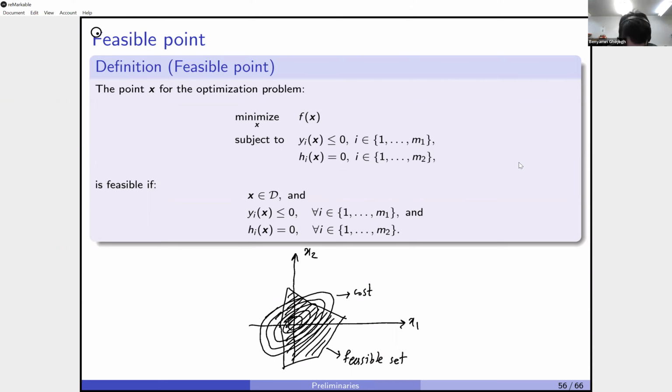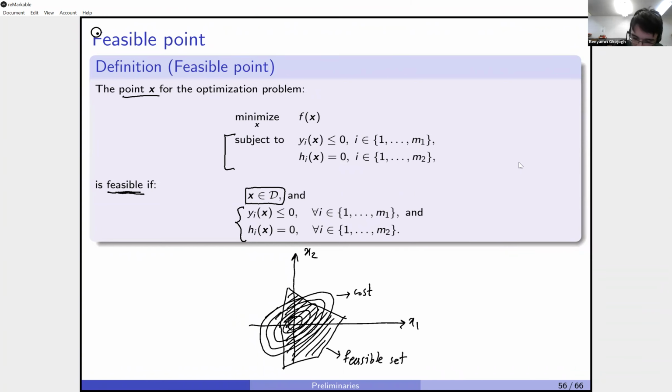Okay, what is a feasible point or feasible set? So, minimizing f(x) subject to g_i(x) less than or equal to 0 and h_i(x) equals 0. This is what we had. And what is the feasible set? The point x for this optimization is feasible if it belongs to the domain of the function, because the function might have some domain, right? Also, it satisfies the inequalities. As long as it satisfies these restrictions of the optimization, and it also belongs to the domain of the function, then it is feasible.